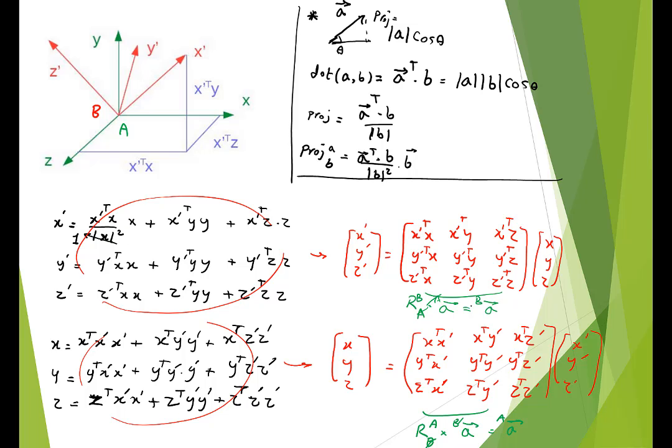And another thing to notice is that these two rotation matrices, from frame A to B and B to A, are exact transposes of each other. So if you take the transpose of the first one, you will get the second one. This is one of the interesting features of a rotation matrix.